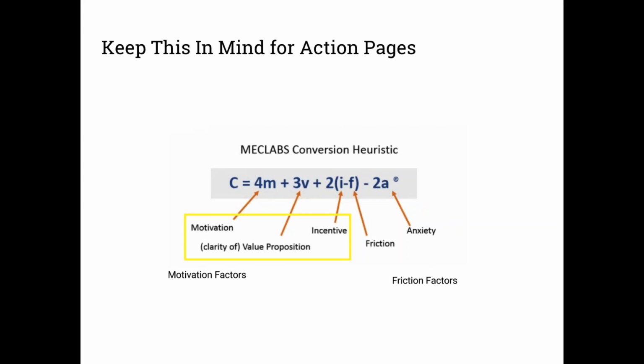We won't go into this too much, but this is a different form of that attention, motivation, friction. It's just more nerdy. This is a conversion heuristic of saying why people take actions, whether it's an email or a donation. Motivation, incentive and value proposition are on the left here, and then friction and anxiety. But it's a way to think about landing pages: are you providing motivation? Is it clear what you're offering? Are there incentives? How do you reduce the friction, and how do you address anxiety?